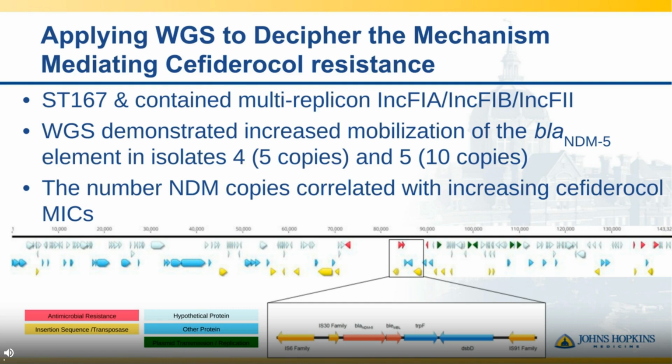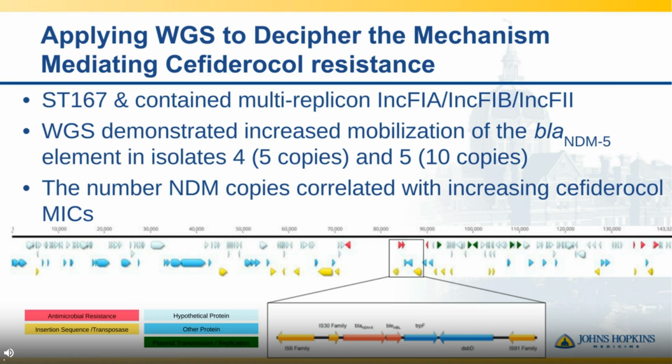So it allows the Illumina reads to kind of proofread our assemblies. And so we generated these hybrid assemblies for the 5 isolates, performed whole genome sequencing, and demonstrated that all isolates belong to sequence type 167. And all isolates also contain this multi-replicon IncF plasmid that at a minimum harbored 1 copy of the NDM-5 gene.